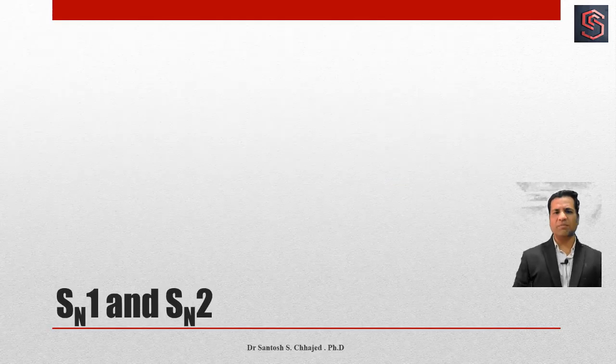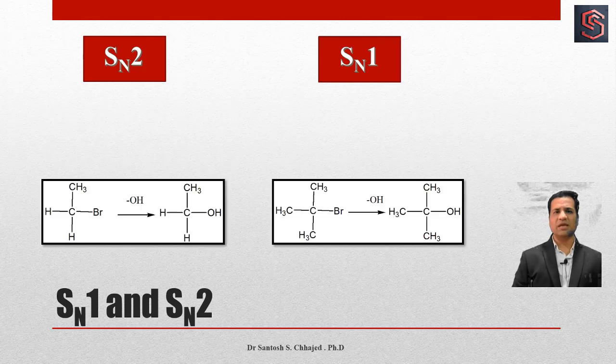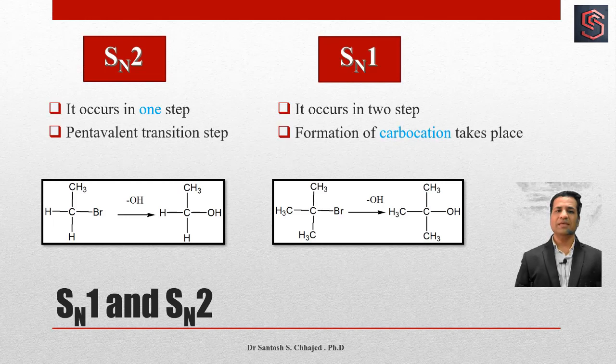Moving forward, we will compare briefly what difference there is between SN1 and SN2. As already mentioned, in the case of SN1, a tertiary alkyl halide will react to form the corresponding alcohol, and this will occur in 2 steps, whereas in the case of SN2, a primary alkyl halide will react to form the corresponding alcohol, and this will occur in 1 step. So depending upon the structure of the alkyl halide, whether primary or tertiary, the path of the reaction will be either SN1 or SN2.